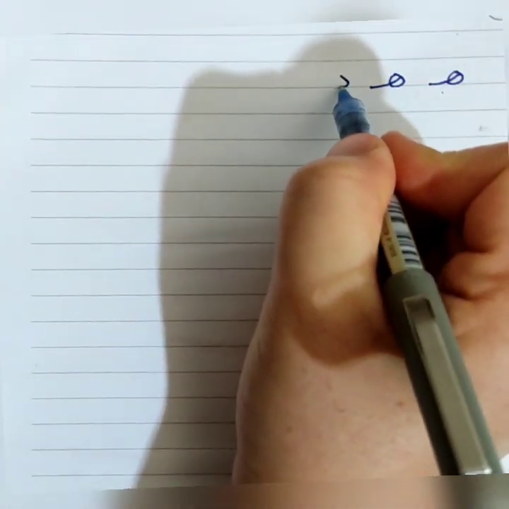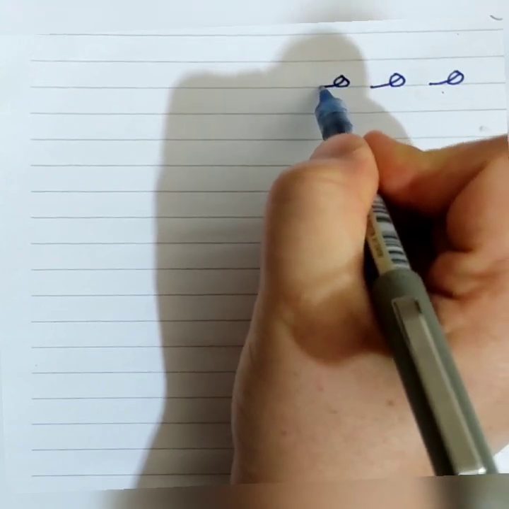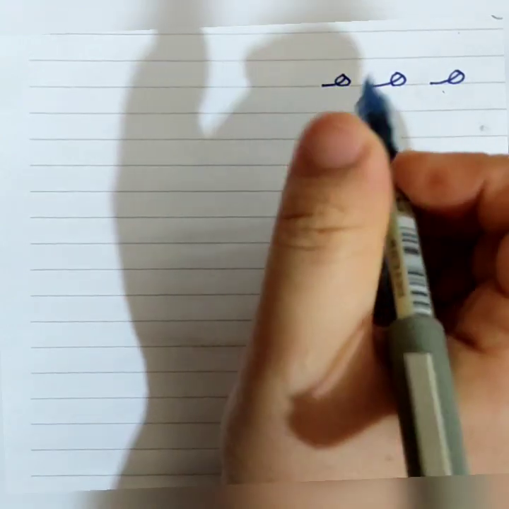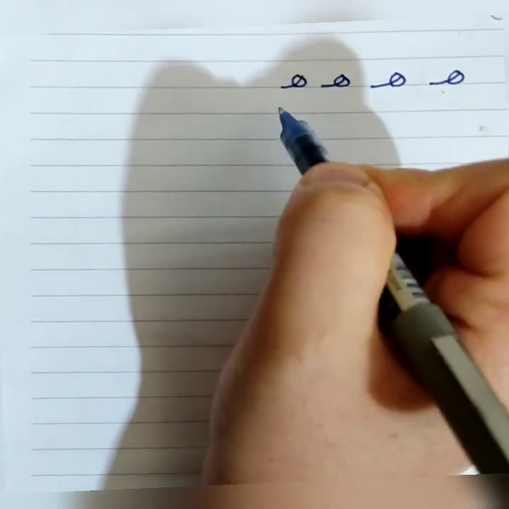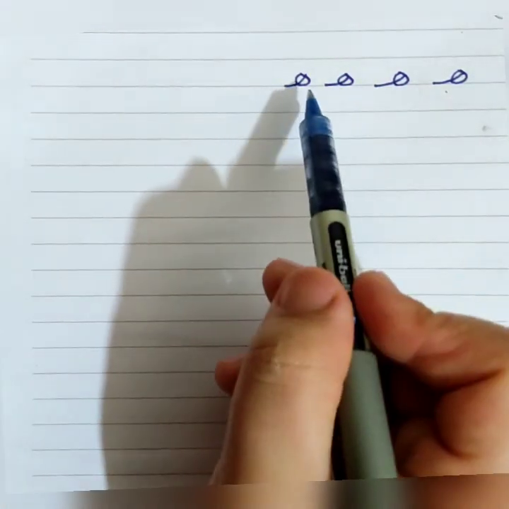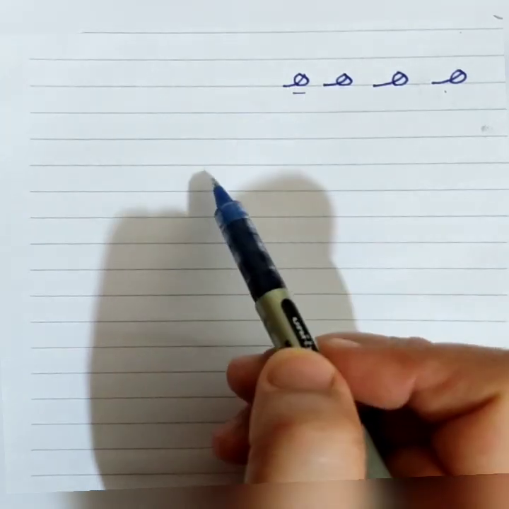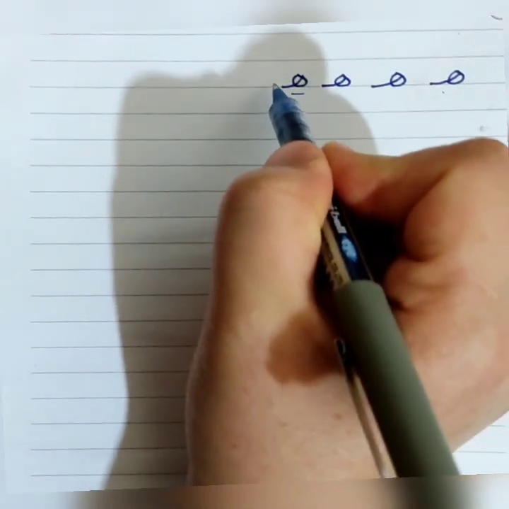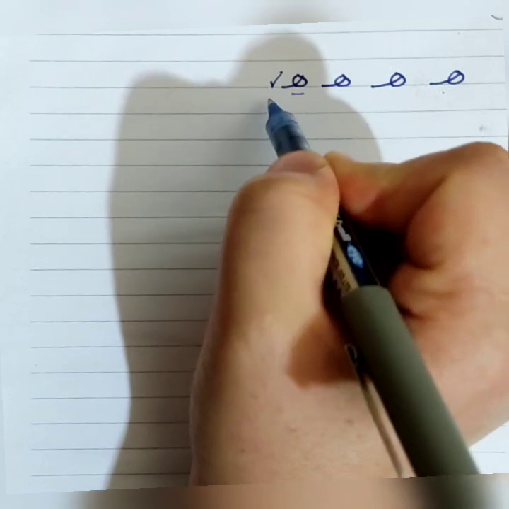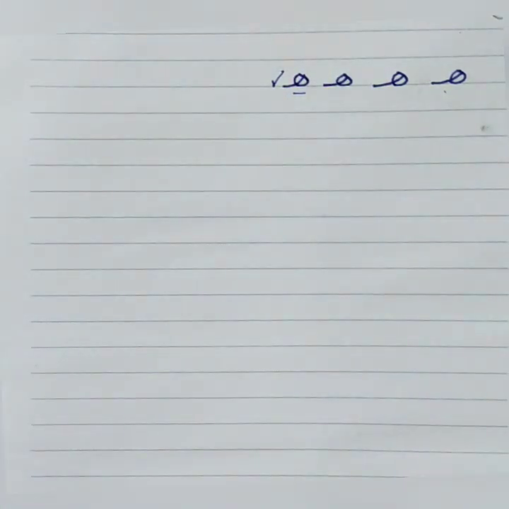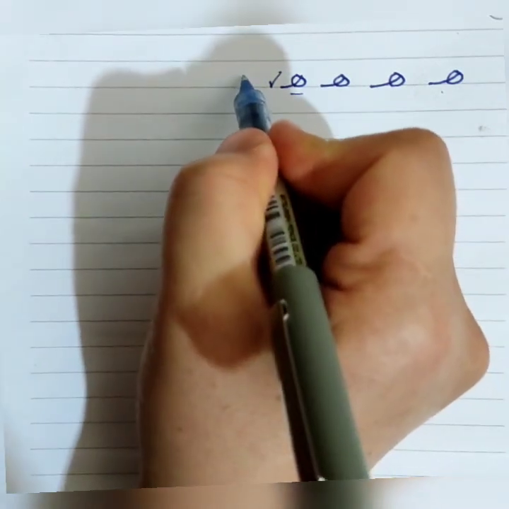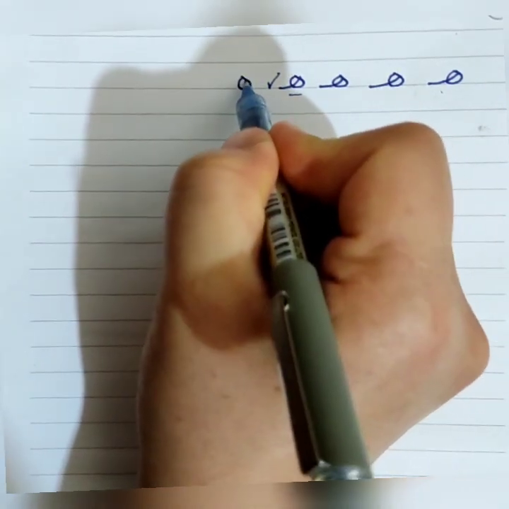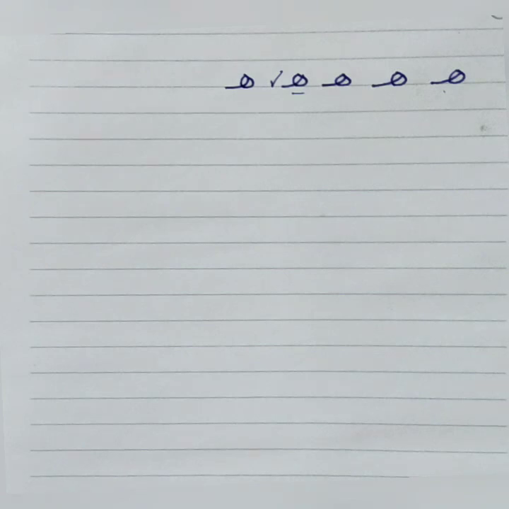Once again, letter H. This letter H comes at the beginning of the Persian words, and it can join the letter after it. That's the first shape of letter H. Let me write it once more. Letter H comes at the beginning of the Persian word.